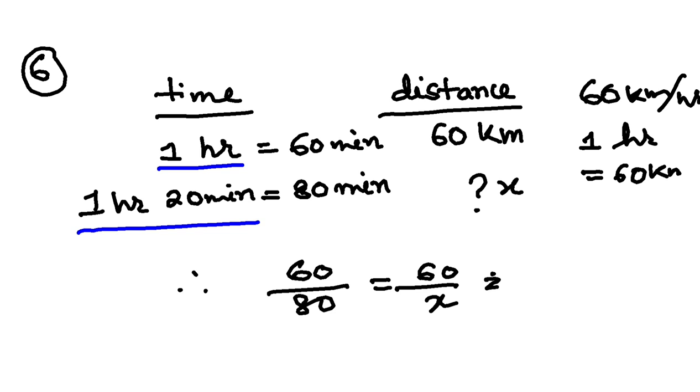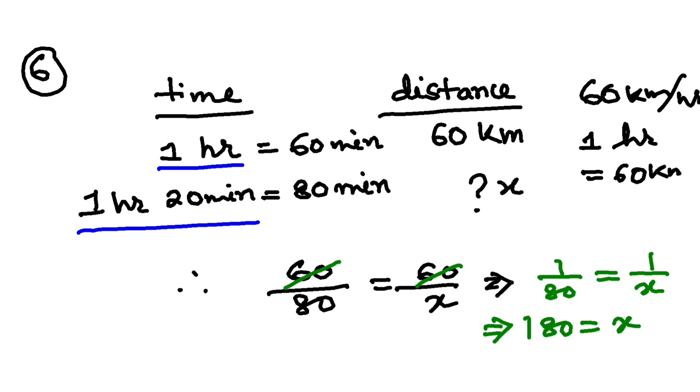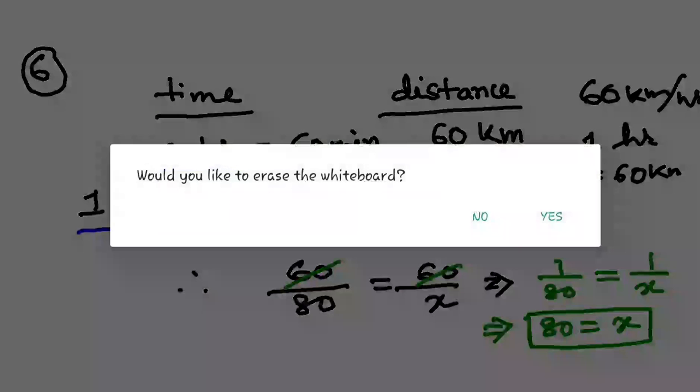Now here you can learn another trick. This 60 and this 60 you can cancel, one on the opposite side and one on the numerator side. So now I am left with 1 by 80 equal to 1 by x. I will take the reciprocal: the reciprocal of 1 by 80 is 80, the reciprocal of 1 by x is x. So my x is 80. Please try to learn the calculation tricks that I have been using. Okay, let's go to question number 7 now.